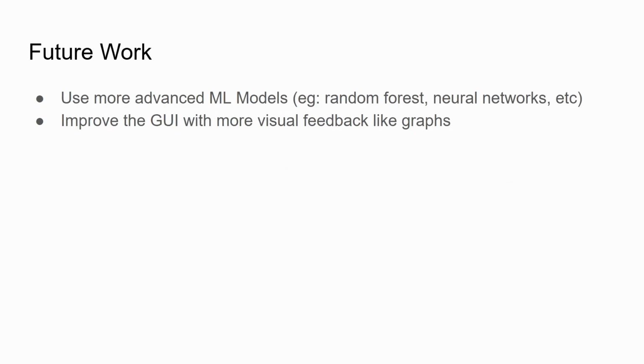And then for our future work, we plan on perhaps using more advanced machine learning models, like maybe neural networks or random forests. Because again, linear regression and logistic regression might not be the best for the features that we were given. And to improve the GUI, we would have more visual feedback, like a graph of comparison between the models and other things. And now on to the demo.